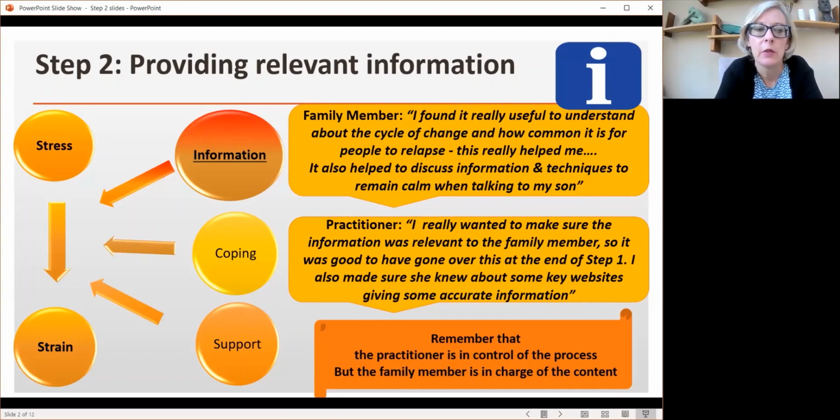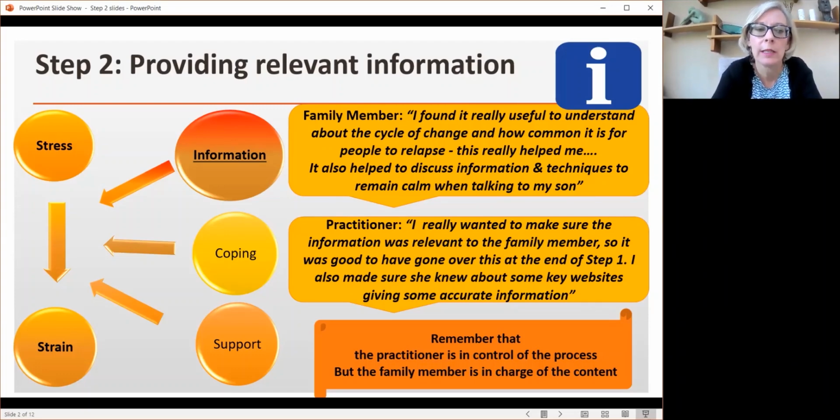And we've discussed so far that this model suggests that the amount of strain caused by any given level of stress is influenced by 3 factors. And these are information, coping, and support. And this is about the first influencing factor, which is information. And as said, step 2 is about providing relevant and targeted information to family members.